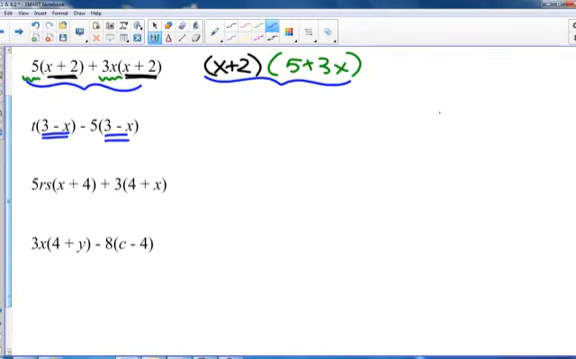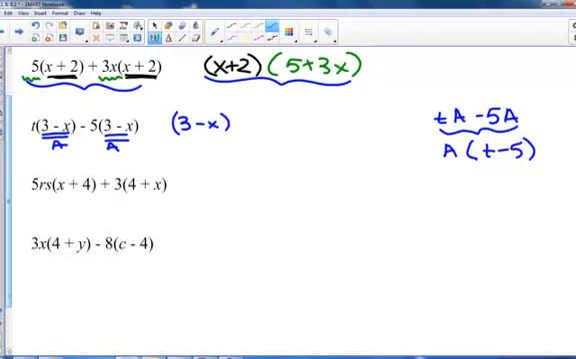Let's say we had ta minus 5a. So let's say instead of 3 minus x, that was an a. Looking at this, I can pretty easily see that a is what's in common, and I'm left over with a times t minus 5. That's exactly all we're doing, but instead of a, it's a binomial, 3 minus x. And when I take that 3 minus x out, I'm left with my t minus 5. So this is pretty much the exact same as that.